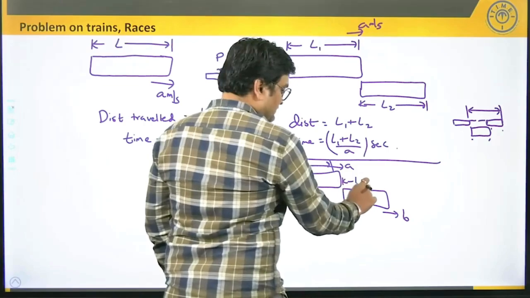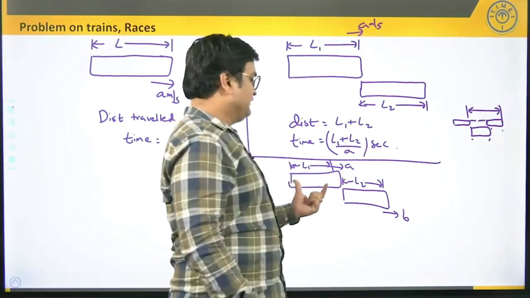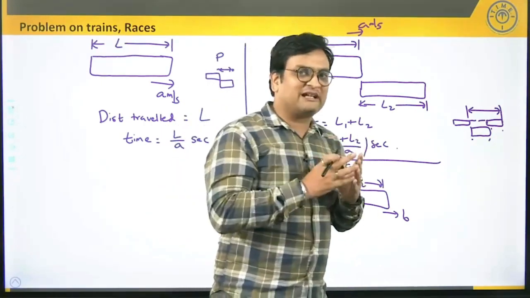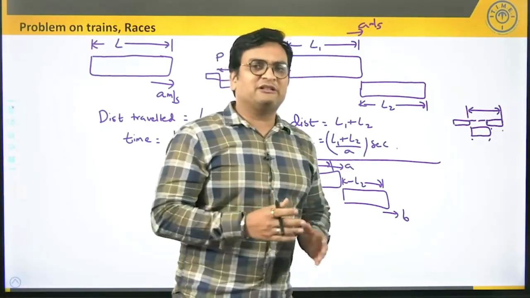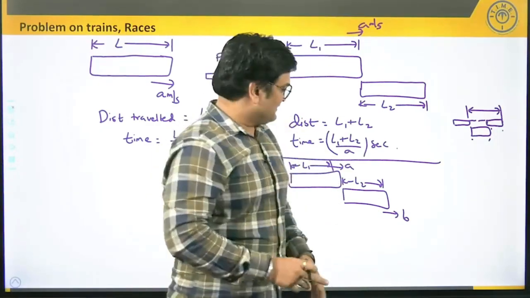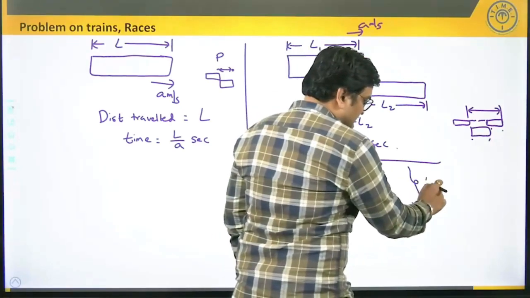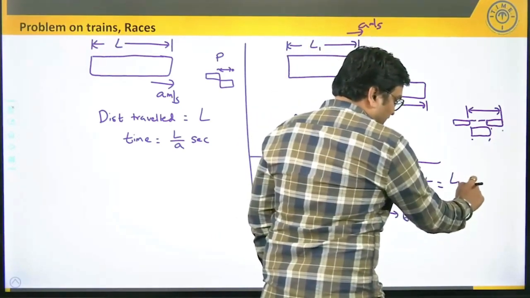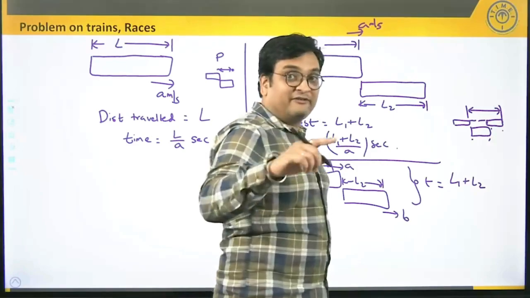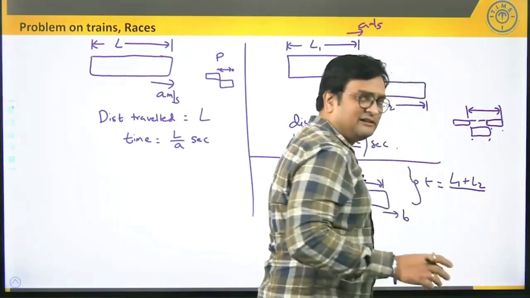This is L2. Now in this case, for L1 to cross L2, what will be the time taken? If both the bodies are in motion, then we tend to use the concept of relative speeds. So here the time will be the total distance to be travelled, which is still L1 plus L2, divided by not just any speed but relative speed.